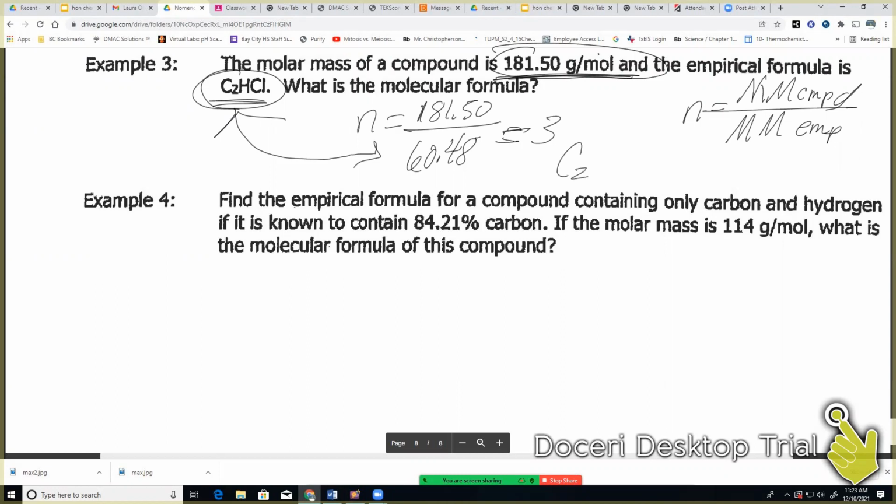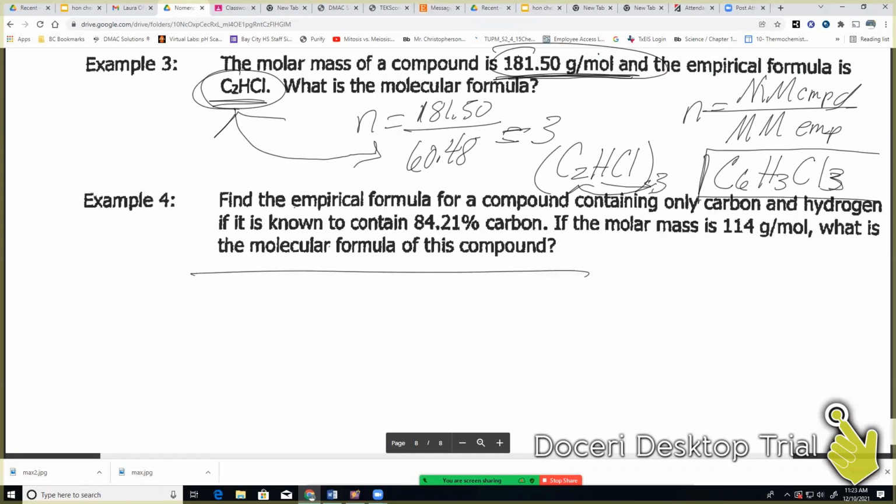So I'm going to write all these steps out, although I realize at this point you probably don't need to actually do this. But remember, once I figured out my n, I apply it to my empirical and I do subscript times subscript. So that would give me C what? C6, H3, and Cl3. So that's a molecular that's not dependent on something else that you found. There'll probably be one of those on the test. For a bonus, I'll probably do something harder where you have to figure out the empirical first, and then the molecular, just to set it up as a bonus.